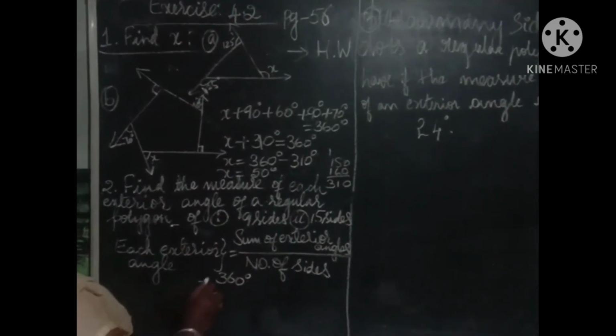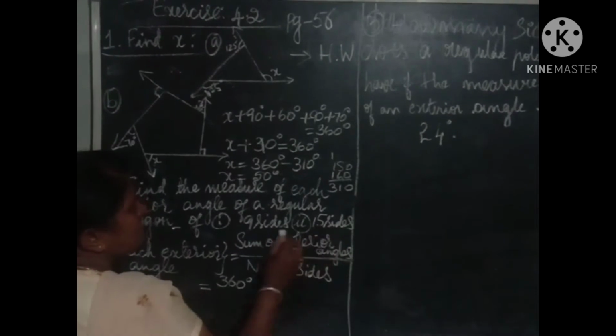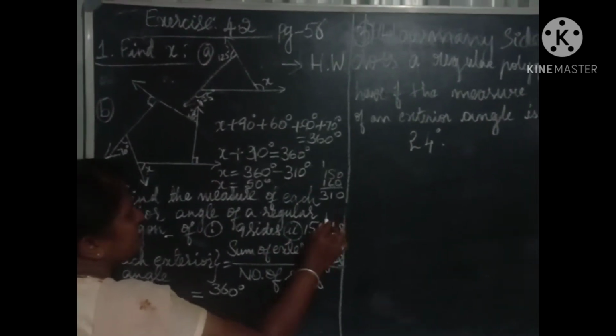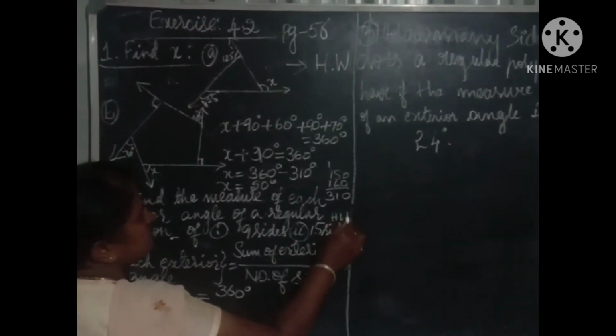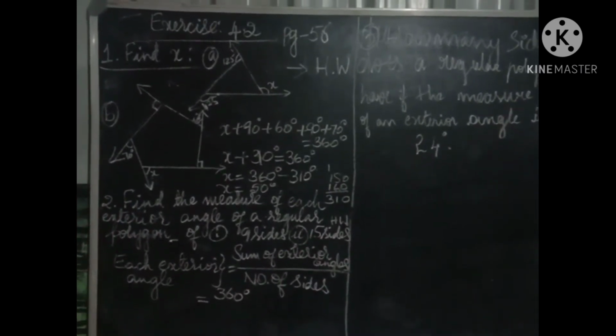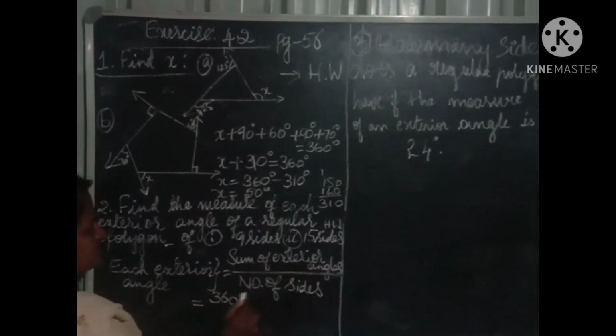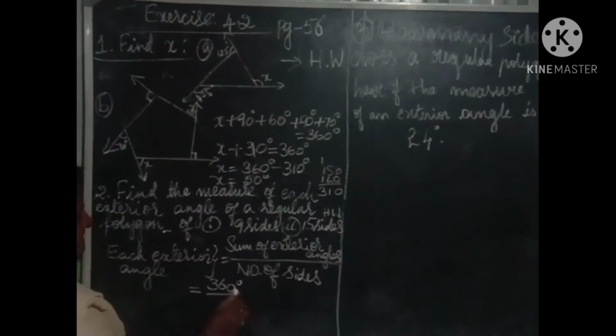Okay children, please take any one of these as homework. I am giving the 15 sides one as homework. So sum of exterior angles divided by number of sides, so 360 divided by how much?